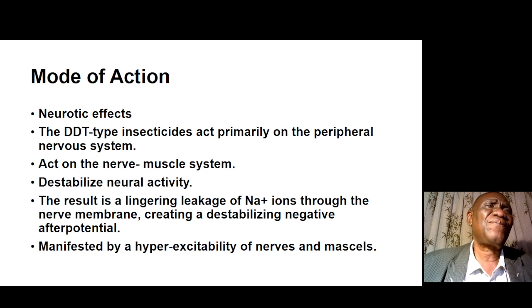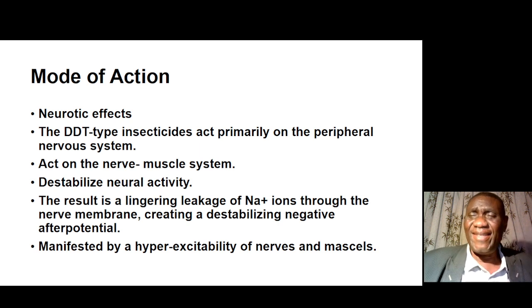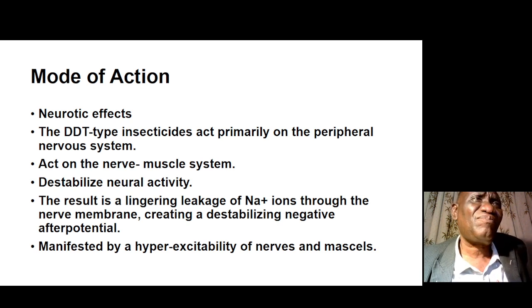Now, if DDT is present in an insect, the insect gets excited. So the manifestation is hyperexcitability of nerves and the muscles. And this is what kills the insect. Probably you may need to explore some of these issues.